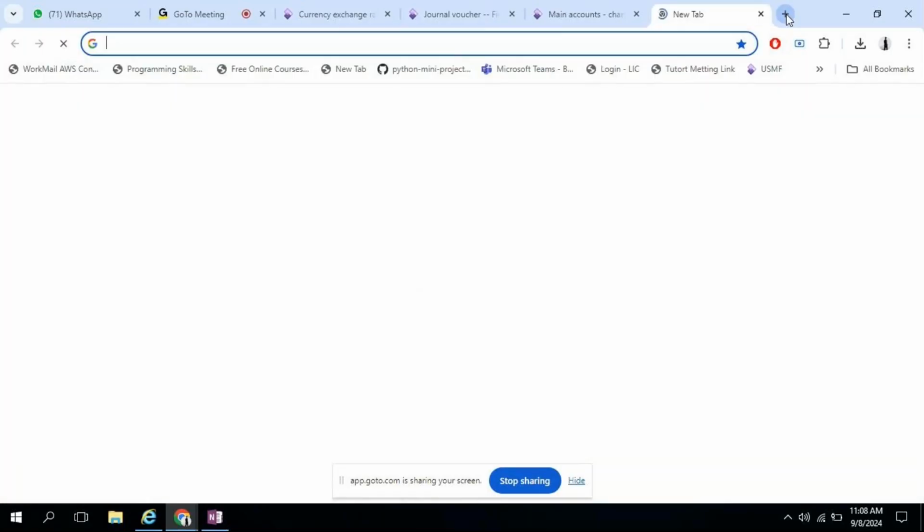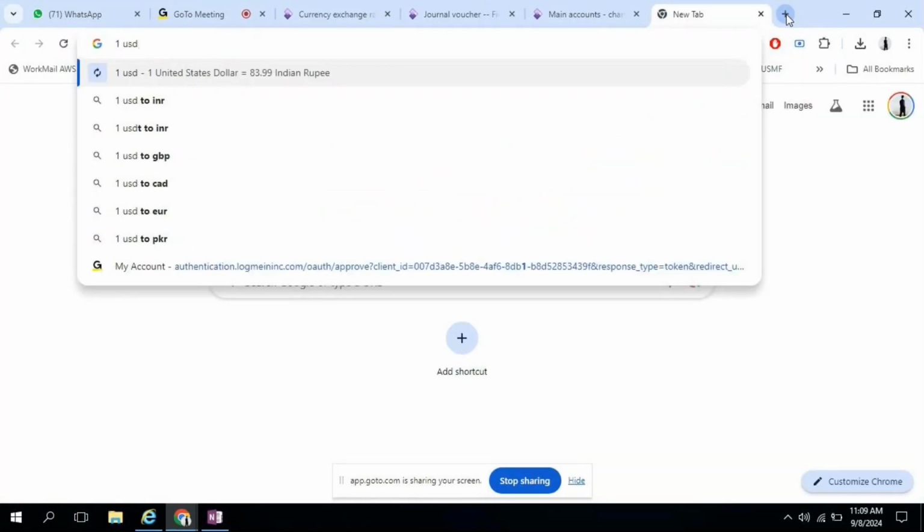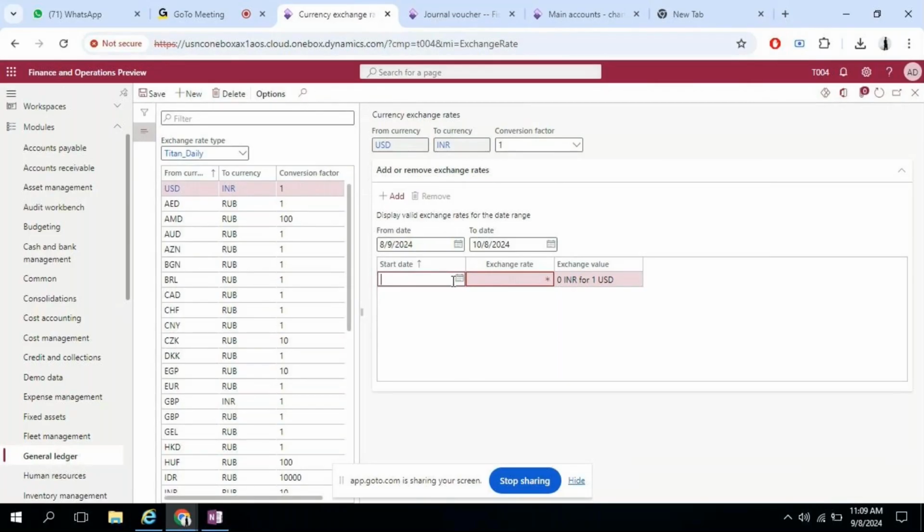From currency USD to INR, and you will add it. What is the rate as of today? So 1 USD to INR, the rate is 83.99. Okay, so I will type 83.99. For the starting date, give today's date. 83.99 means 83.99 INR is equal to 1 USD, and you will save it.